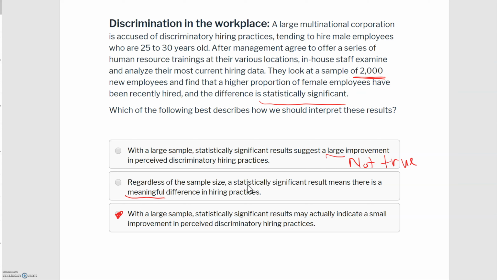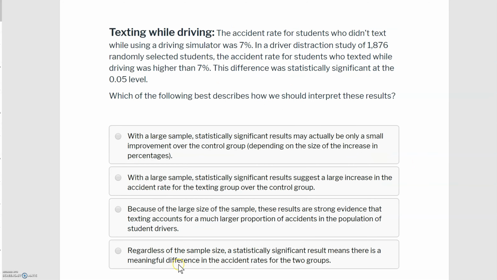With a large sample, statistically significant results may actually indicate a small improvement of the perceived discriminatory hiring practices. And finally, our last question is just like the previous one. We have a huge sample, so with large samples, statistically significant results may actually be only a small improvement over the control group. And that's what could happen in this case. So even though you could see something that's statistically significant, it may not be practically significant.